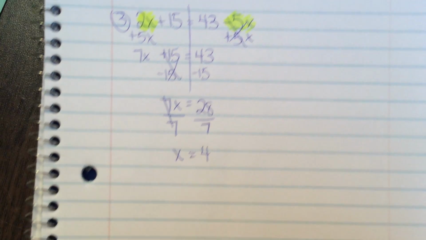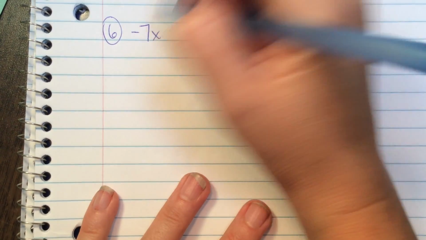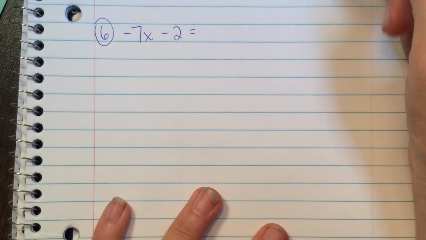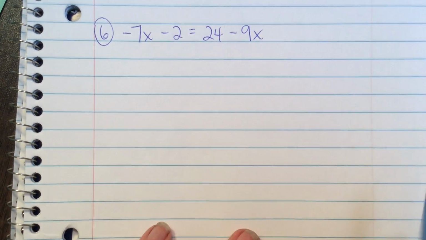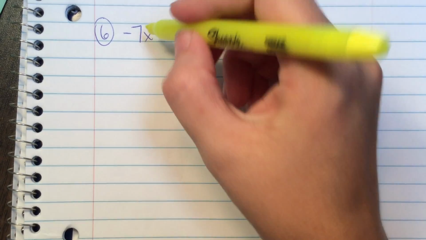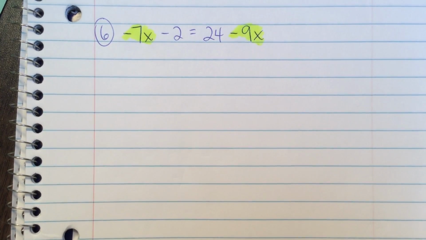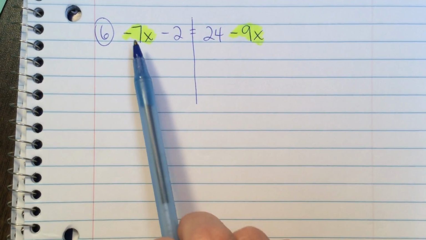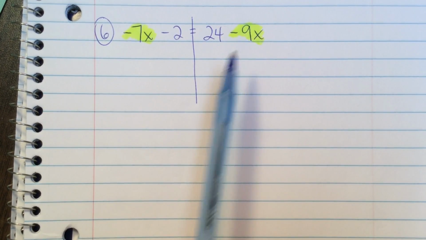Okay, number 6. Number 6 says negative 7x minus 2 equals 24 minus 9x. So I have negative 7x and negative 9x. So the question is, which one's smaller? Negative 7 or negative 9?